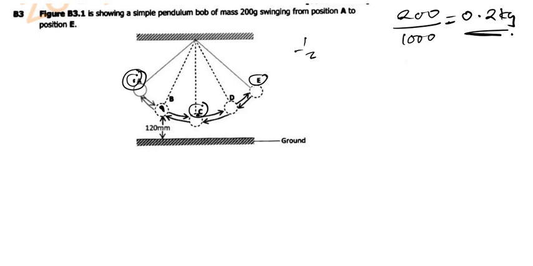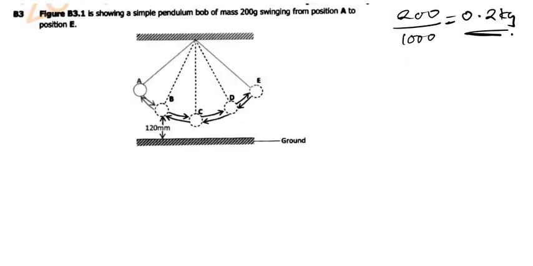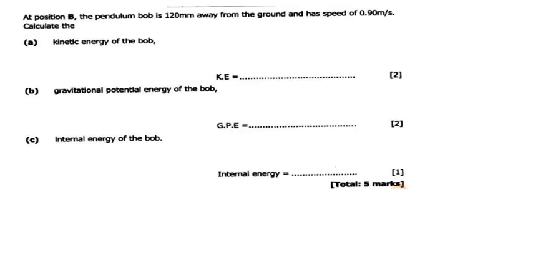But what I want you to understand is that to complete one oscillation, you need to go from point A to E, then back to A. So now we can clearly see the data we have been given here. On the next page, I'm going to show you the questions. The first question is saying, at point B, where is point B? This is point B. At point B, the pendulum bulb is 120 millimeters away from the ground, and it has a speed of 0.980 meters per second. Then they are saying calculate the kinetic energy.